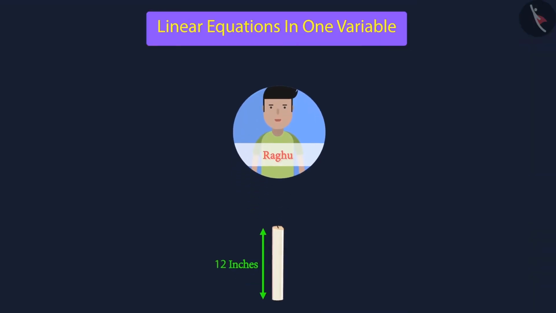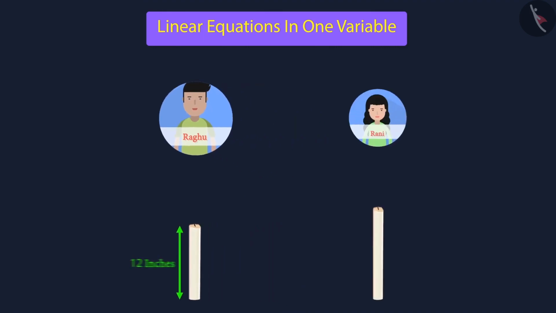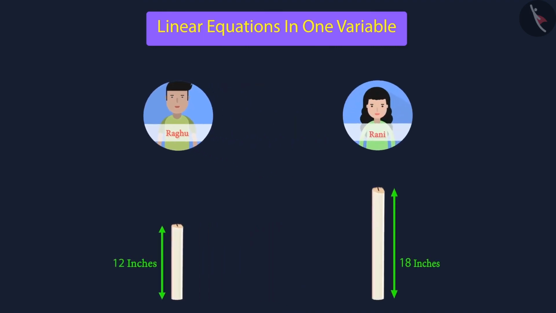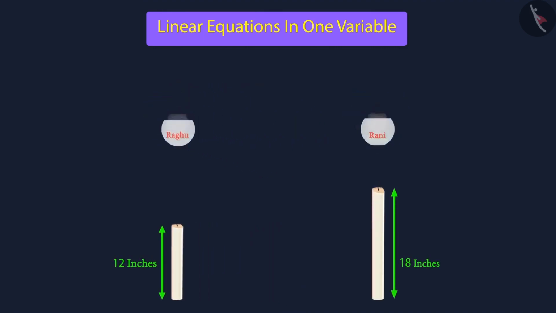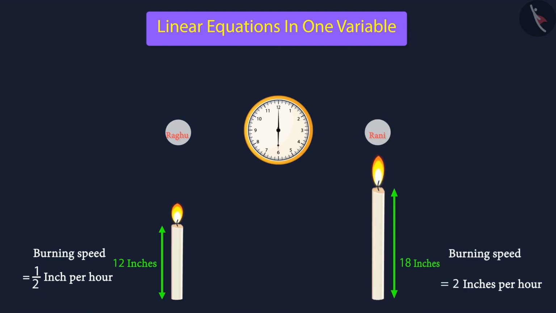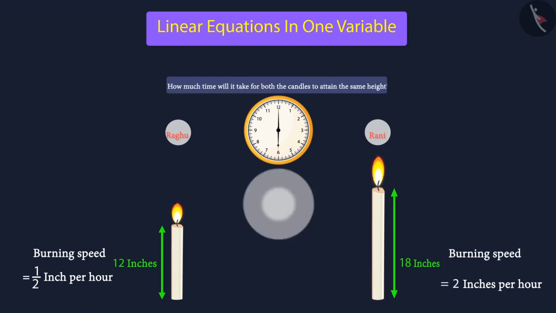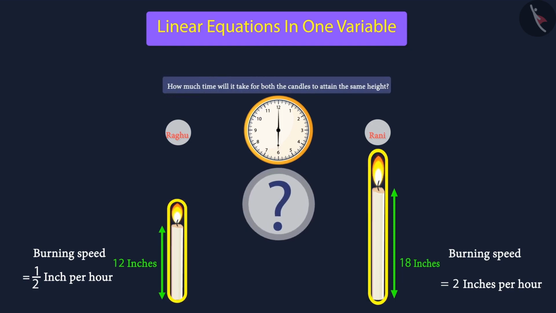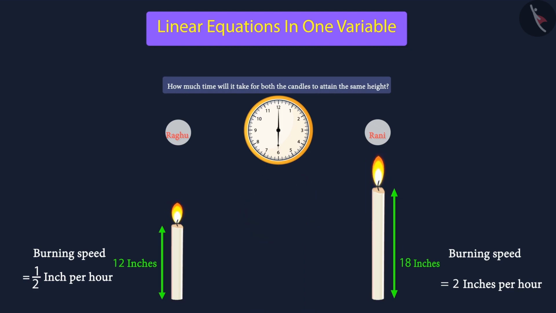Raghu had a 12-inch candle, while Rani had an 18-inch candle. Both of them lit their candles at 6 a.m. Raghu's candle decreases upon burning ½ inch every hour, while Rani's candle decreases by 2 inches every hour. We have to find how much time will it take for both the candles to come to the same height. Come on, let's start solving this problem.